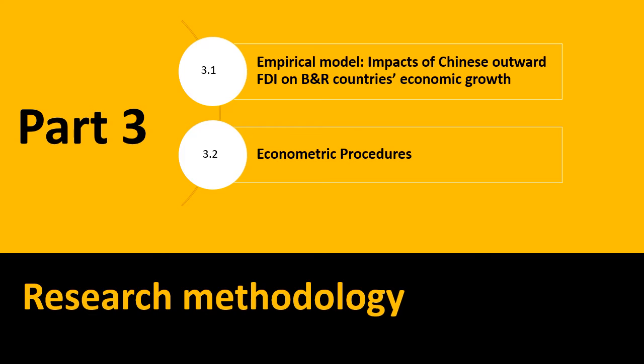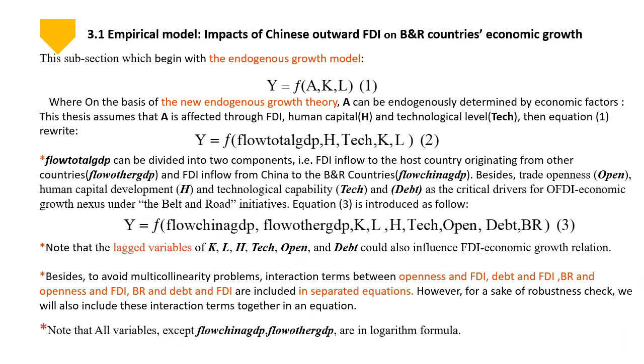Let's look at part 3, research methodology. First, look at the empirical model of this paper. The model begins with the endogenous growth models and the new endogenous growth theories. Let's look at equation 3. Two components of FDI, namely the flow of China's GDP and the flow of other GDP. Besides, trade openness, human capital, technological capability and debt are introduced into equation 3.